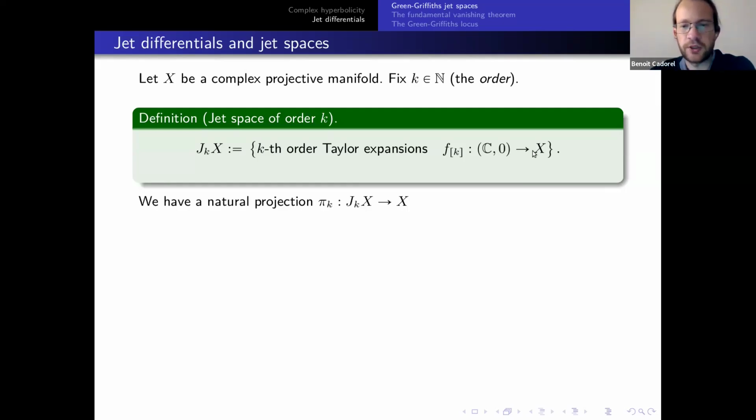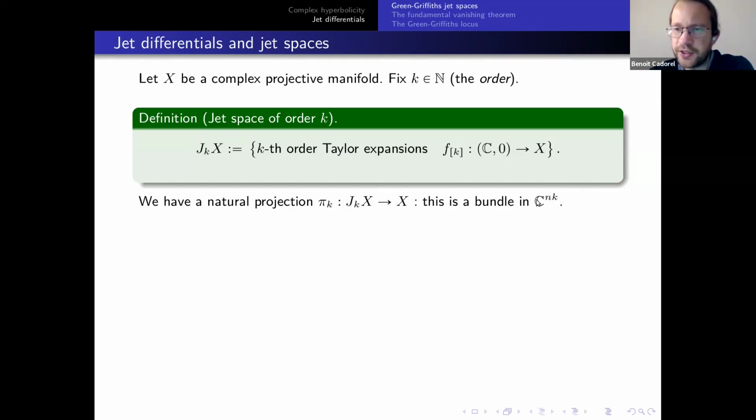Of course, you can project such a Taylor expansion to X simply by sending this Taylor expansion to its value at 0, and you get a natural projection that way. And above any point, to define a Taylor expansion, you just need k times n complex numbers if you have local coordinates. And so the fibers are complex spaces of dimension nk, where n is the dimension of X, and k is the order you are considering.